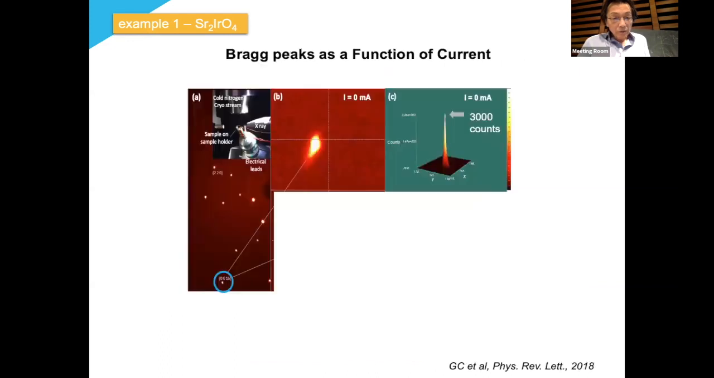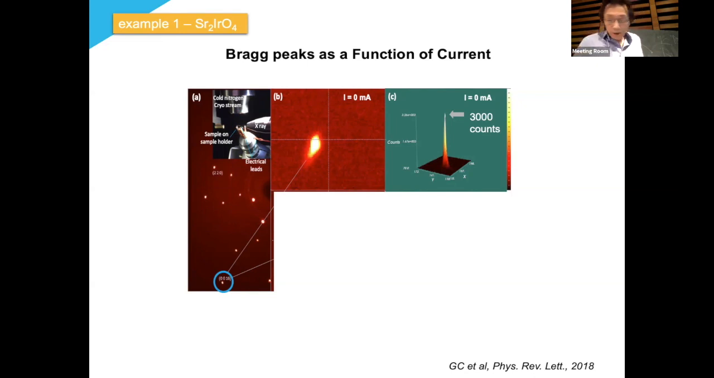Our initial results actually are very encouraging. For instance, this is a set of Bragg peaks. So let's look at this one. Without current, this may be too small for you to see, we have this very bright peak here in this position. And the intensity is about 3,000 counts.